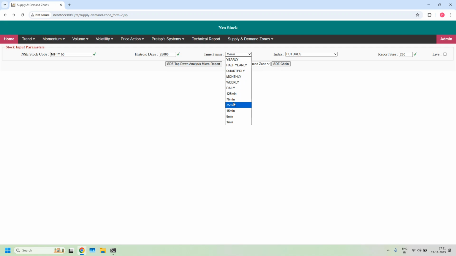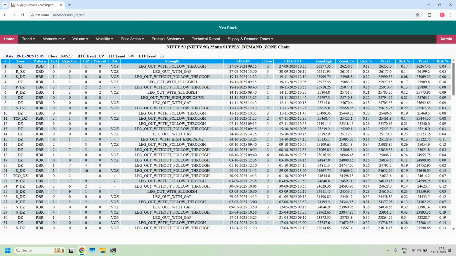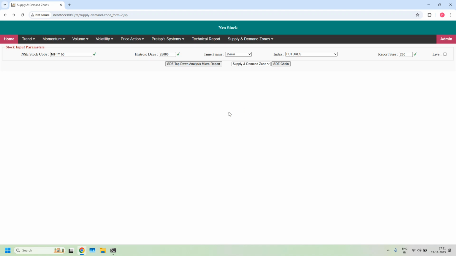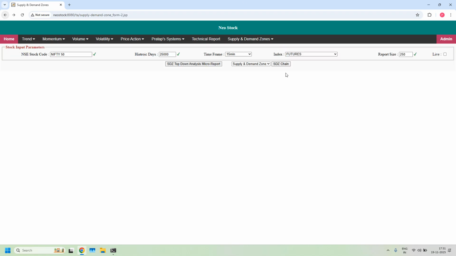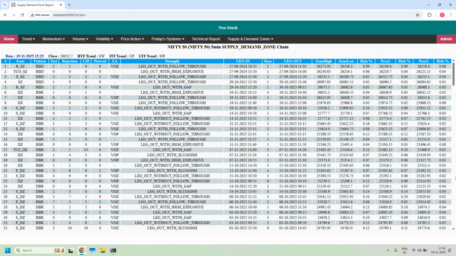Next, generating 25 minutes supply demand zone chain for Nifty. Next, generating 15 minutes supply demand zone chain for Nifty. Next, generating 5 minutes supply demand zone chain for Nifty. So this is Nifty supply demand zone chain reports.